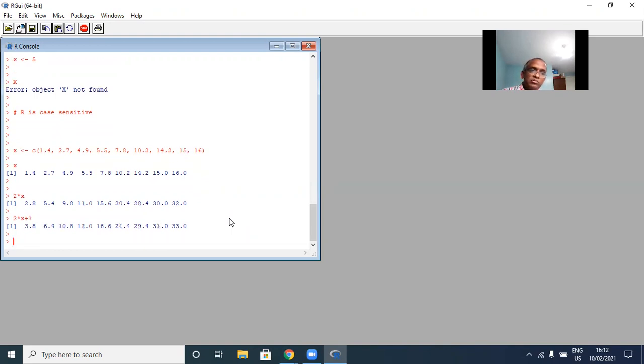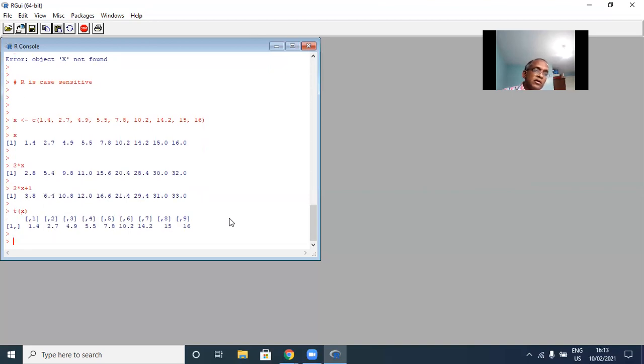2 times x plus 1, it multiplies every single number by 2 and then adds a 1. Yes, how do you create a column vector? All right, if you want to create a column vector, you need to use this command t of x, right? So this is a column vector, right?